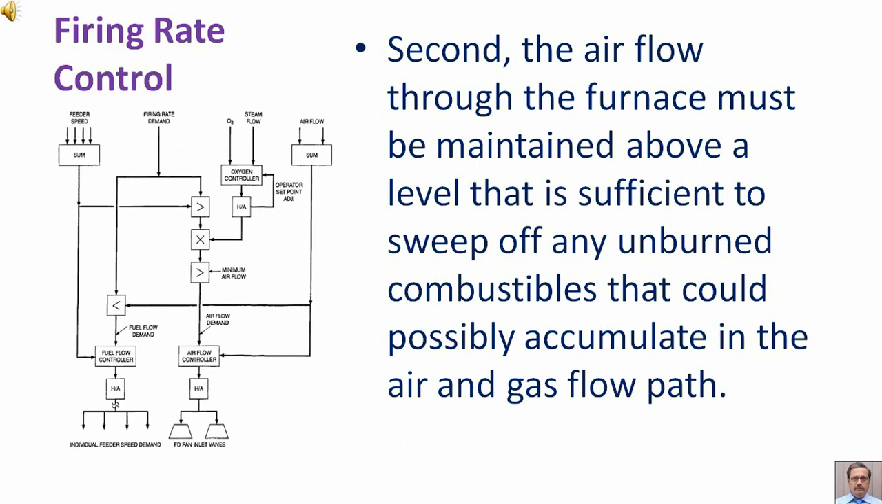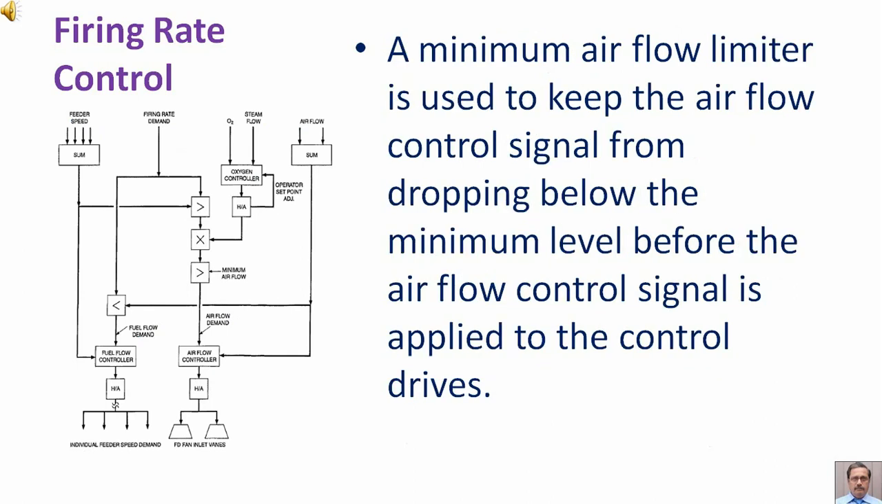Second, the airflow through the furnace must be maintained above a level that is sufficient to sweep off any unburned combustibles that could possibly accumulate in the air and gas flow paths. A minimum airflow limiter is used to keep the airflow control signal from drooping below the minimum level before the airflow control signal is applied to the control drives.